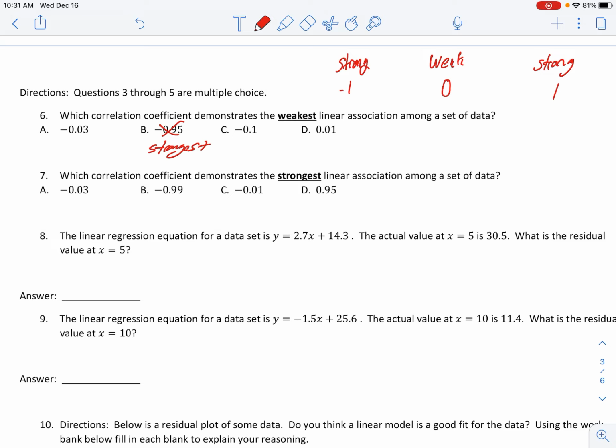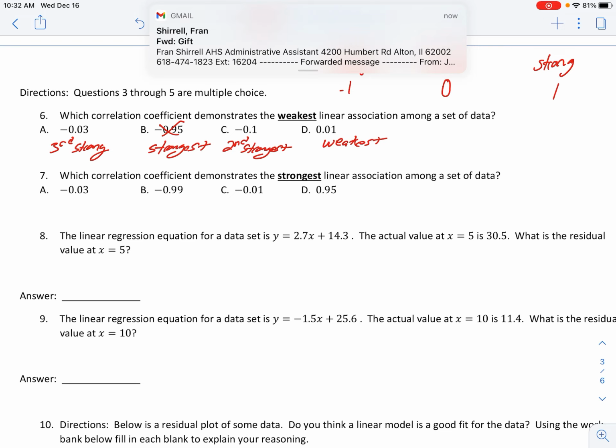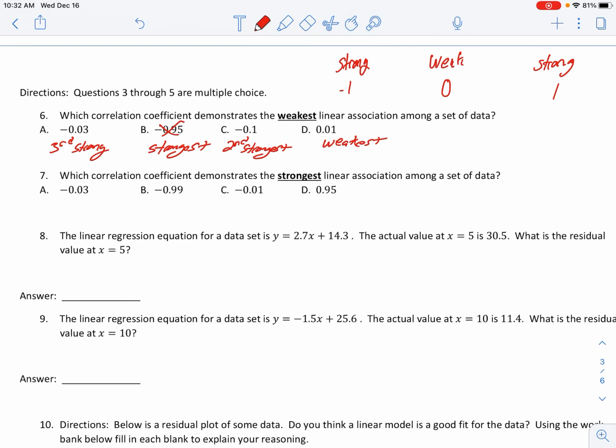This is your number line skills in action. Negative 0.1 is like my second strongest. It's not very strong, though. Okay, keep kind of knocking things out. And then of the two that remain, 0.01 is actually my weakest. And negative 0.03, it's not strong. But in this group here, it is, say, the third strongest. 0.01 is definitely the weakest one because it is closest to 0.